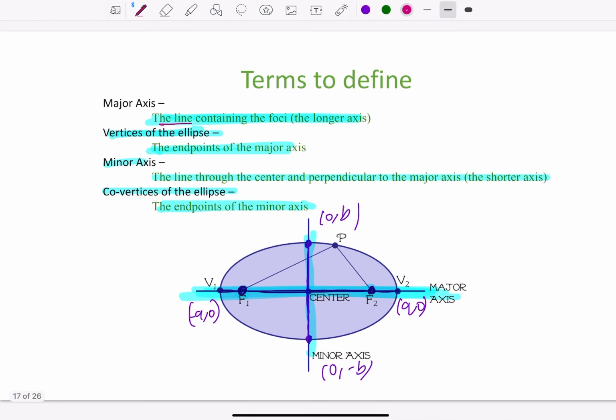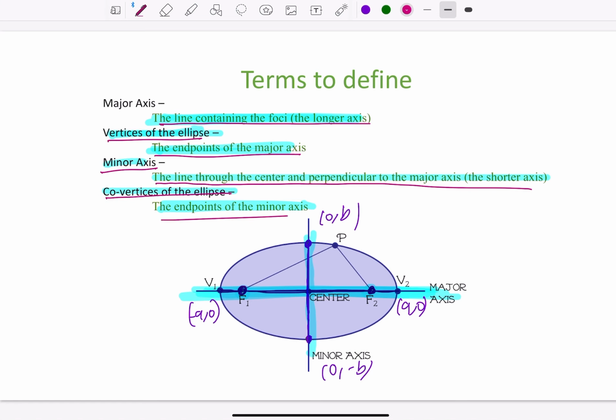The major axis is the line containing the foci, the longer axis. Vertices of the ellipse are the endpoints of the major axis. The minor axis is the shorter line, the line perpendicular to the major axis that passes through the center. Co-vertices are the endpoints of the minor axis.